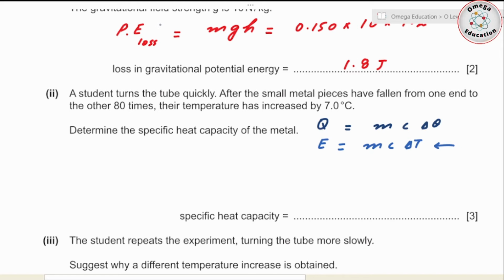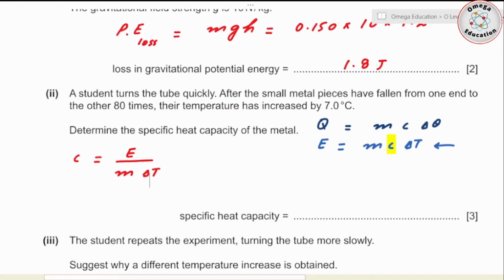So what we need to find is the value of C. We need to find the specific heat capacity. So I'm going to rearrange the formula for C, and that can be written as C equals E divided by m delta T. Right, delta T stands for the difference in temperature, the change in temperature. So now we need to plug in the value of the energy, the value of mass and the value of the change in temperature.